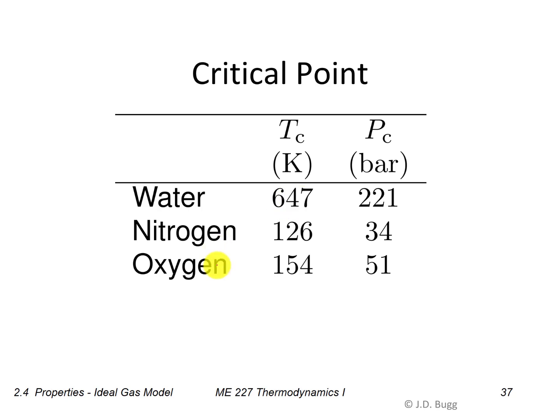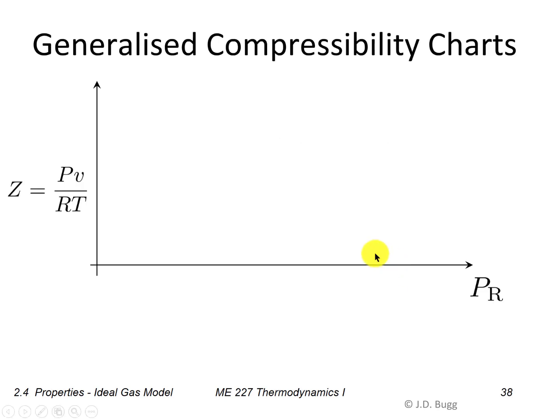Nitrogen and oxygen, on the other hand, still have relatively high critical pressures, 34 and 51 times atmospheric pressure approximately, but their critical temperature is really quite low, 126 and 154. Remember, that's degrees Kelvin, so those are quite cool temperatures. So whatever substance we happen to be dealing with, we can go to property tables and look up the critical pressure and the critical temperature. This is just an example of 3 of those. So the next thing we want to introduce here is a generalized compressibility chart.